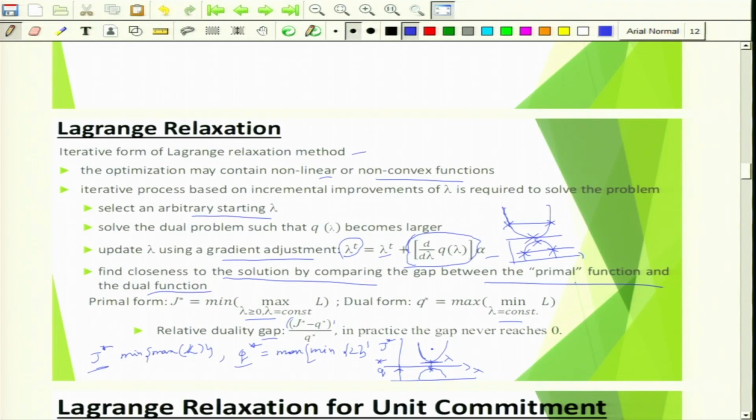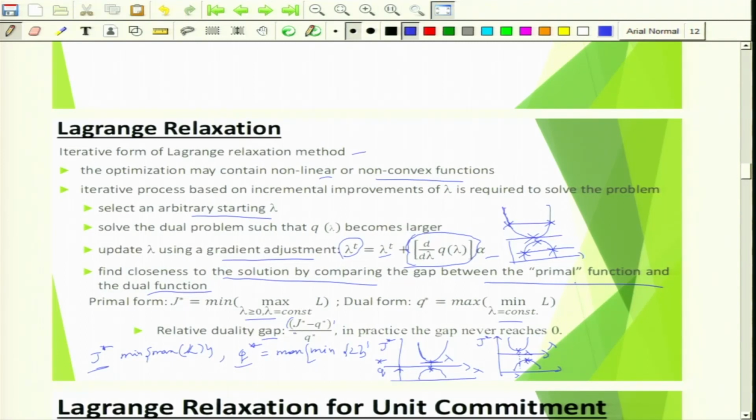right. But on the other hand, this is your J star, this is with respect to lambda. Let us say you are getting the minimum value at this specific lambda, but in the case of the dual form you are not getting the maximum at the same lambda, rather you are getting it at some other point, then they are not tightly coupled.